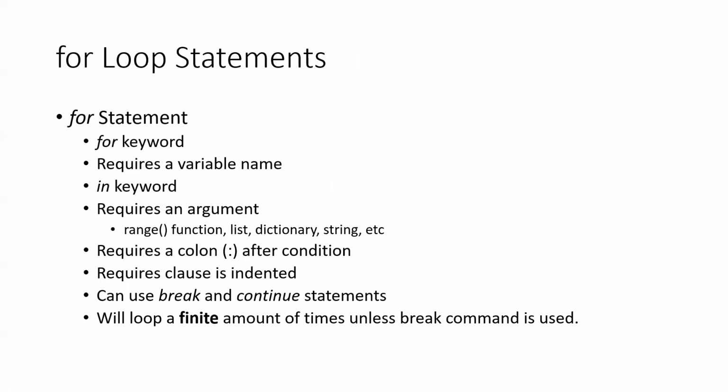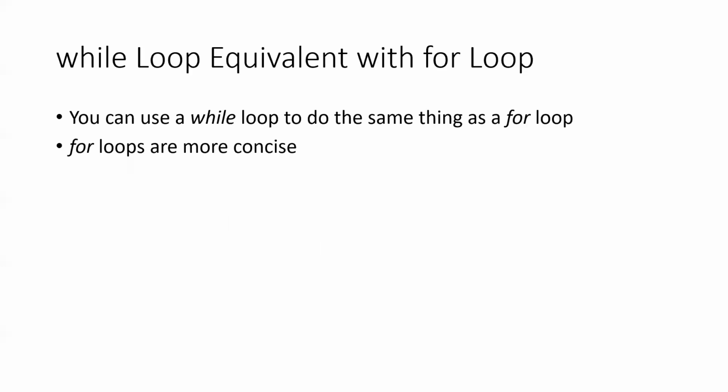For loops are going to require the for keyword, variable name, in whatever we want to have. A lot of times we'll use a range function, a list, a dictionary, a string, something like that. We require a colon after the condition, and it has to be indented. We can use break statements in for loops. Inside of a for loop, this will only loop a finite number of times unless the break command is used.